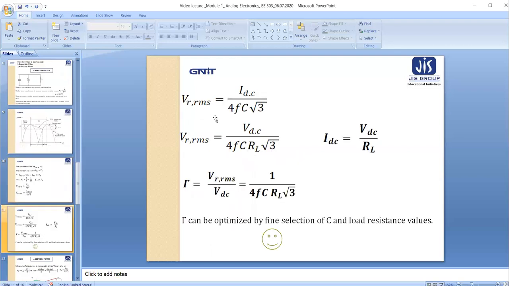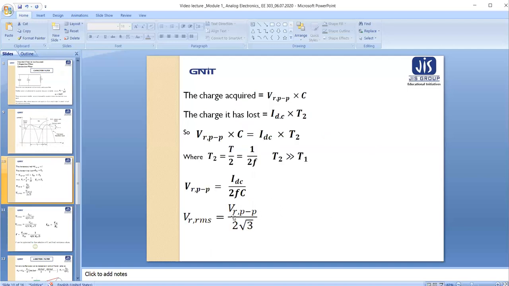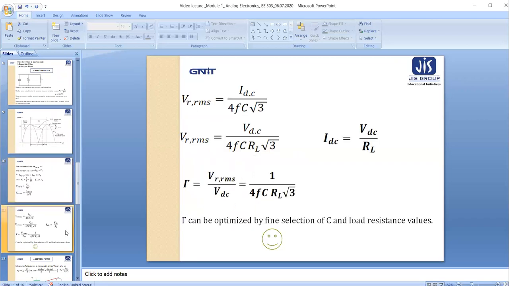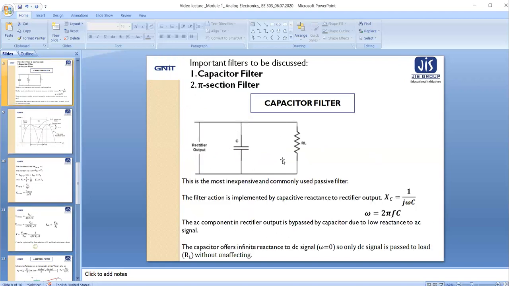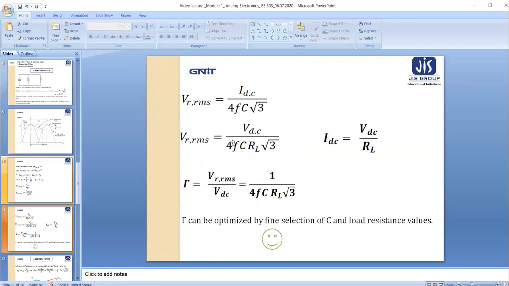Now VR RMS can be rewritten as IDC by 4fC root 3. Why? Because VR peak to peak equals IDC by 2fC, so it becomes IDC by 4fC root 3. And we know that IDC equals VDC by RL. So it becomes VDC by 4fC RL into root 3.